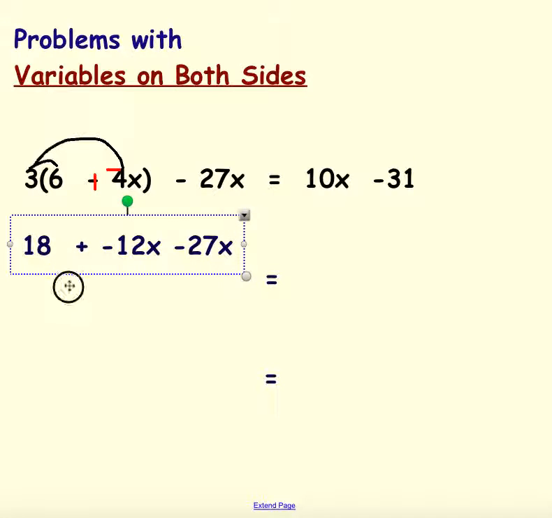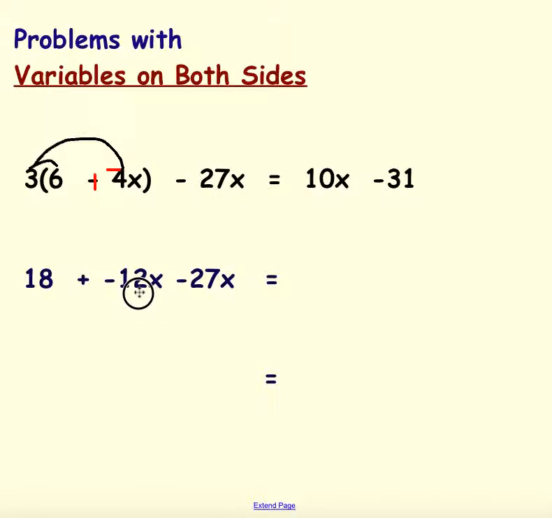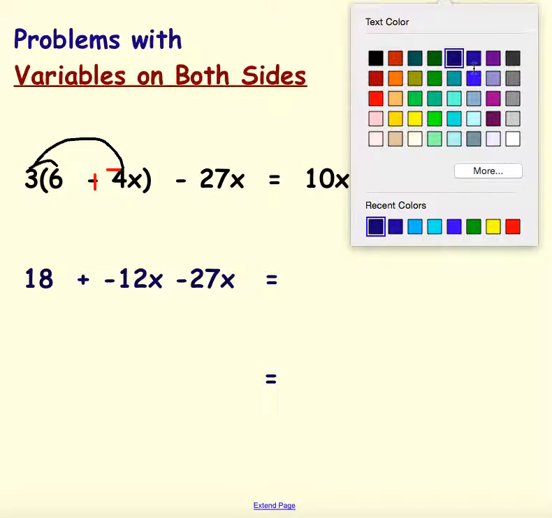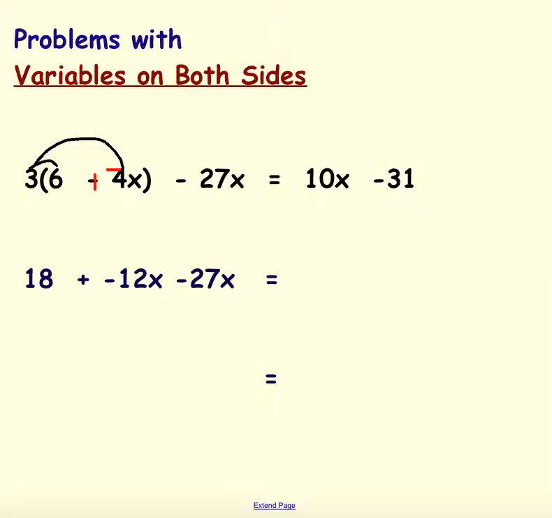27x. And I'm going to pause, and I'm going to purposely use a different color on the other side here so that you can see that it's the opposite side. We can't start blending things together just yet. So on the other side, I'm just going to bring down what I have. This is a 10x minus 31. And I'm going to keep that on the right-hand side.